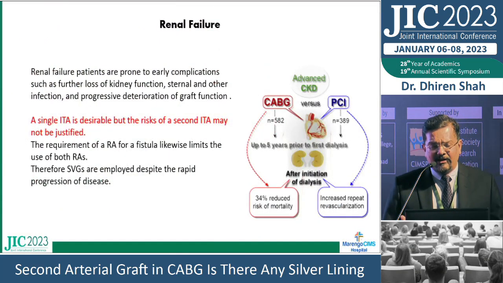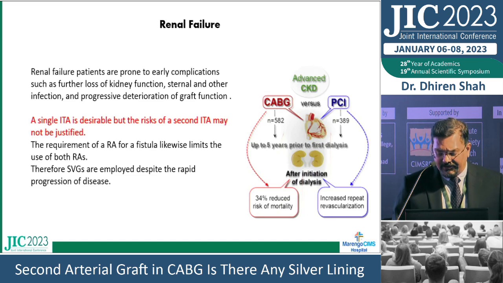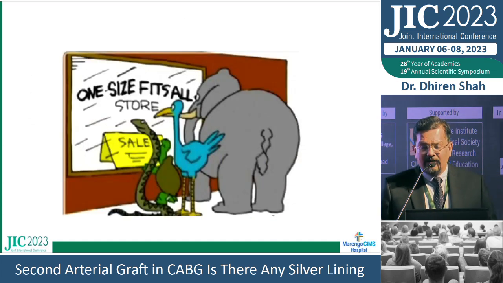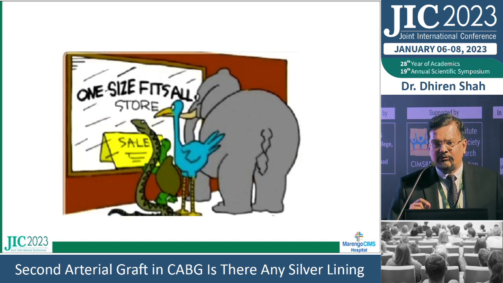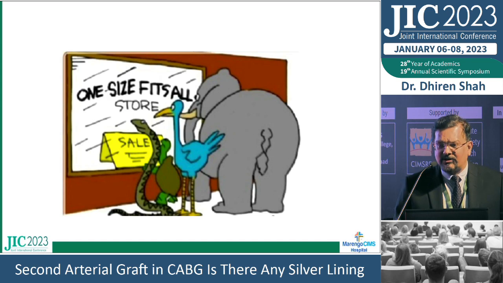In renal failure patients, a single ITA is desirable, but the risk of a second ITA may not be justified. The requirement of the radial artery for a fistula is there, so always preserve the radial artery in renal dysfunction patients. So at the end, the question is, one size fits all? No, it is never possible.